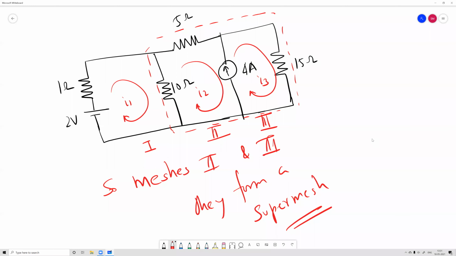Okay, sir. So let us form the equations. First equation is about mesh number 1. That is easy. 2 minus 1 into I1 minus 10 into I1 minus I2, that is 0.